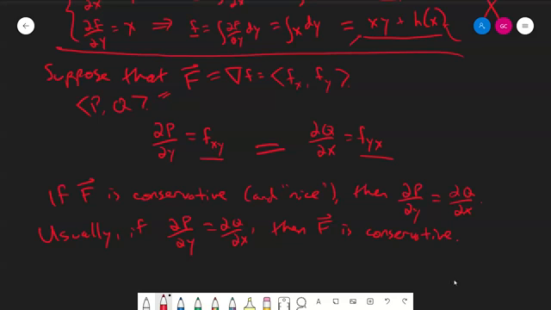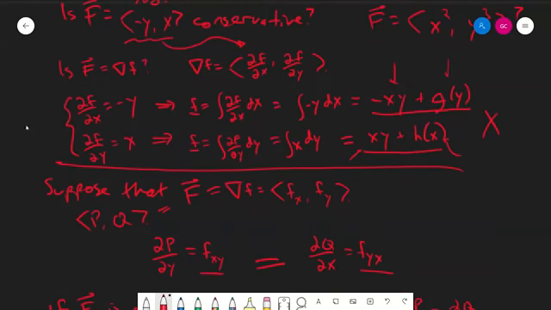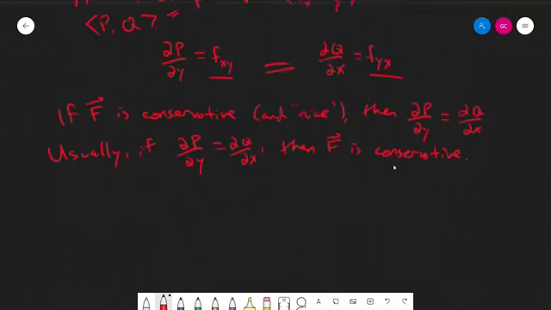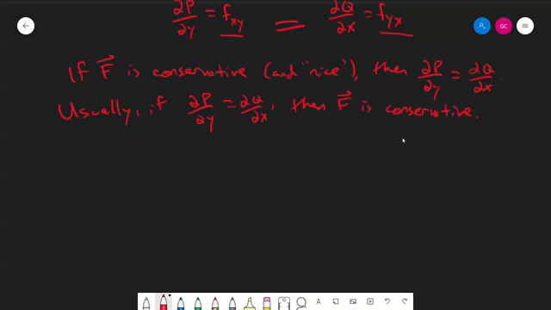So what this does is it gives us a first test that we can use on a vector field to see whether it's conservative. And then if it is conservative, well, then you're going to end up doing something very similar to what we did up here. So let me just apply this test real quick to the vector fields that we saw.